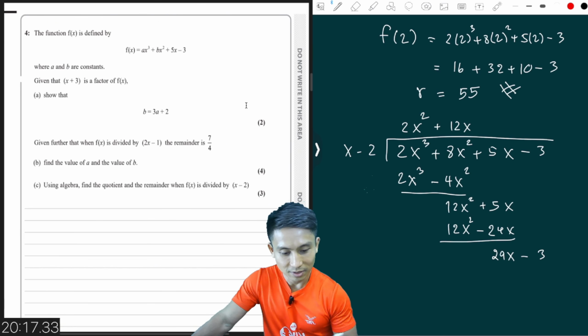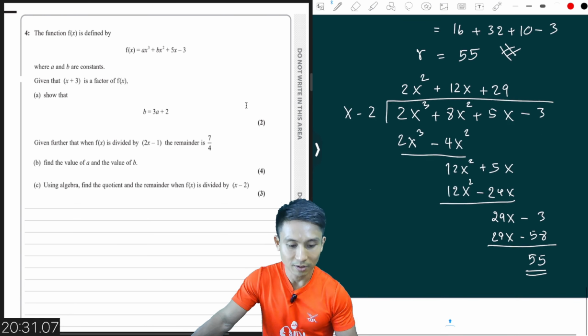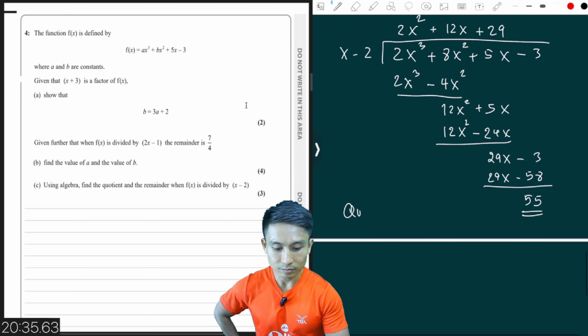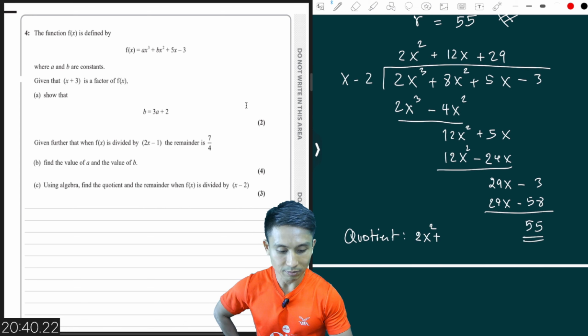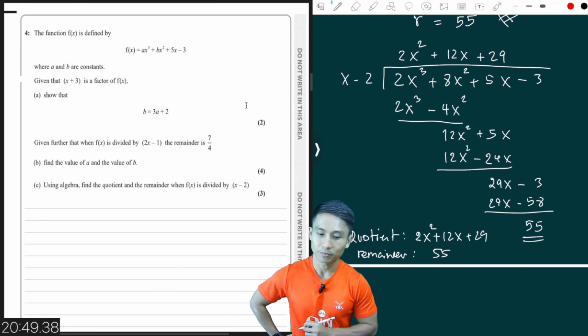Pulling this down. And then first divide into the first, we get plus 29. So this is 29x minus 58. Yeah. So minus 3 minus 58 is 55. Yep. So the quotient will be 2x squared plus 12x plus 29, and our remainder is 55. Okay, that's just it.